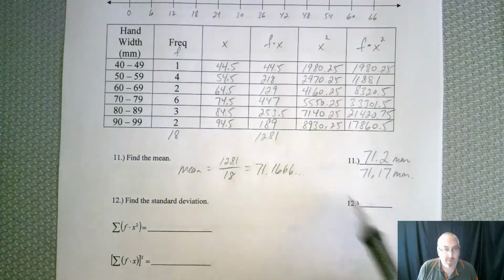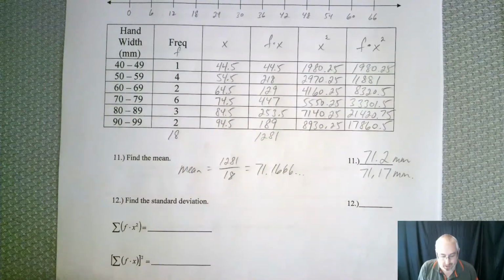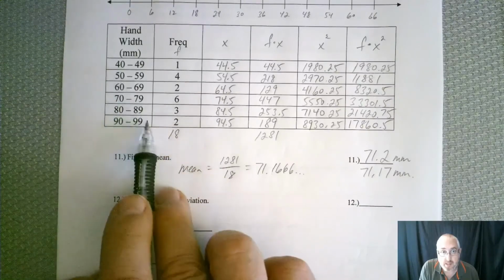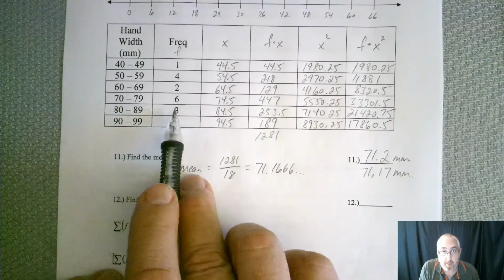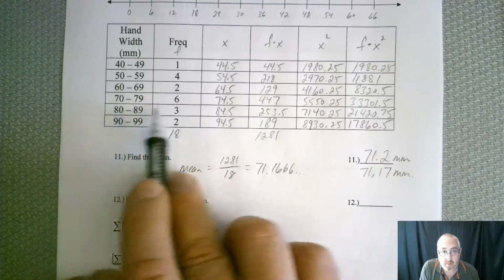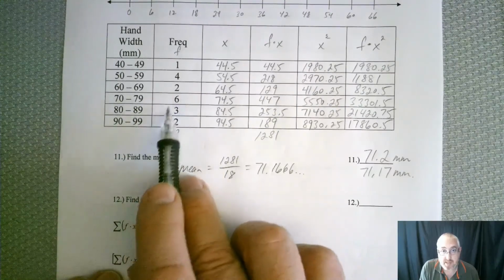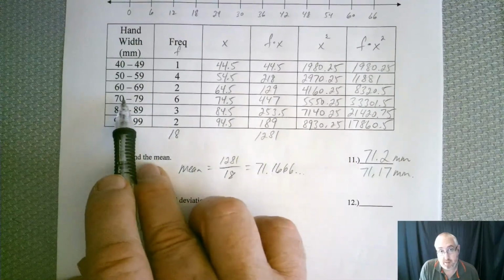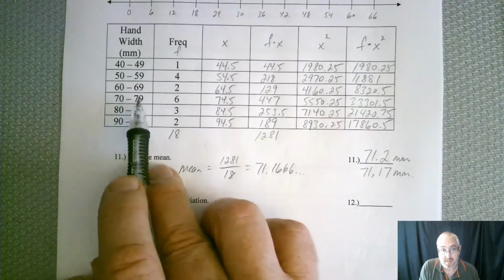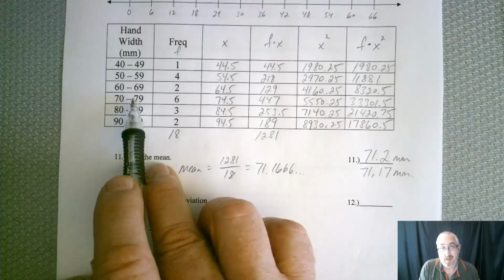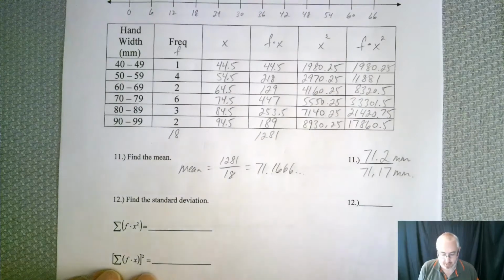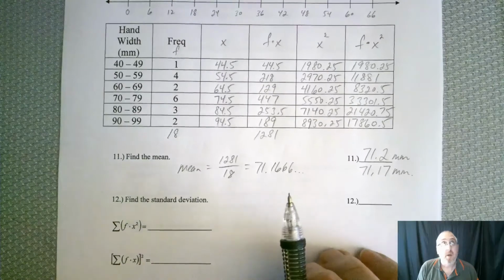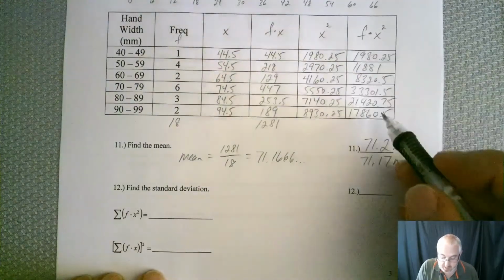Now, how do we know we're right? Well, look at your data. Your smallest value is potentially 40, and your largest is potentially 99. The bulk of your data is kind of floating around this interval, this class right here, because there's 6 of them. And look at, our mean is right in the middle. Well, it's closer to the 70, which is fine, but it's in this interval. It's in that class. So we're probably on the right track. So we're probably good.